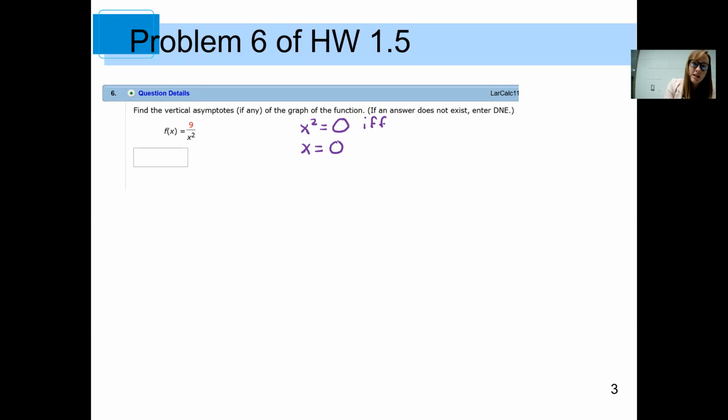What happens when x is equal to 0? Is that a vertical asymptote, or is that just a hole in our graph? And so let's go ahead and look at what happens as x approaches 0 from the right of 9 over x squared.